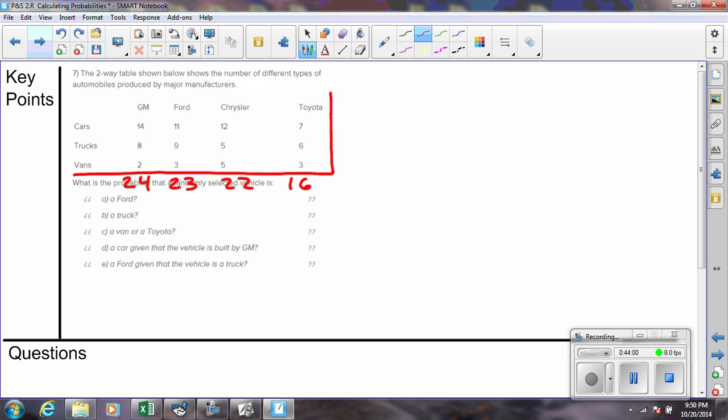Adding our rows, 14, 11, 12, so 25, 37, that's 44. 8, 9, 5, 6, 17 plus 5 is 22, that's 28. 2, 3, 5, 3, that's 13. And when we add them all up, we get our grand total. 5, carry over that 1, 4, 6, 7, there.